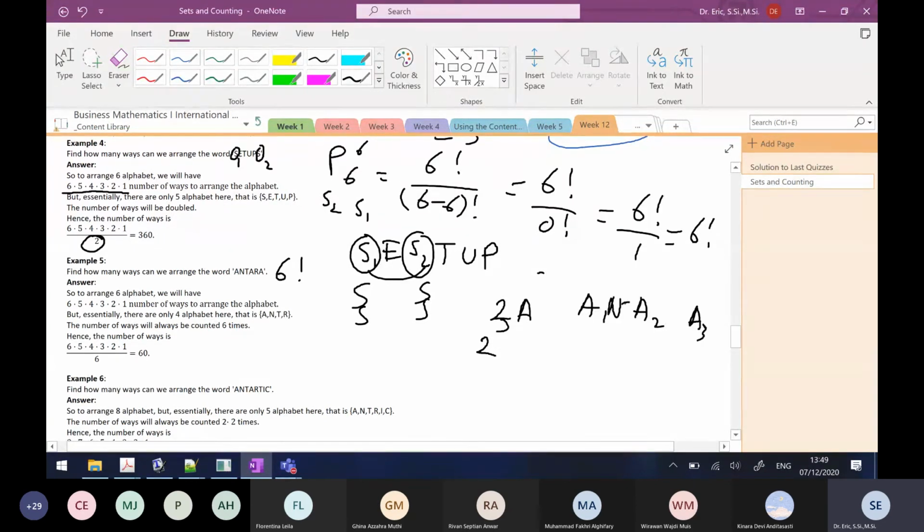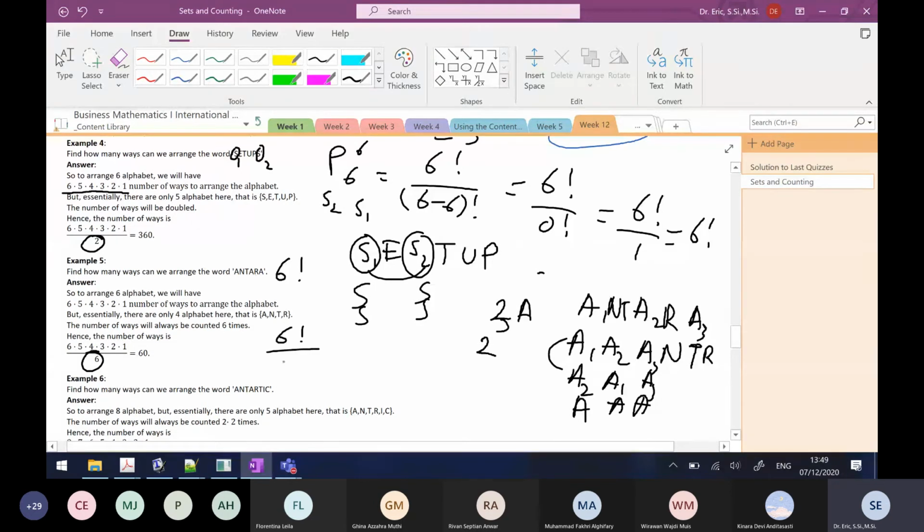So you can have A and T R here, or I can have A and T R here, with A1, A2, and A3 in different places. If you are talking about 6 factorial, you count A1 A2 A3 and A2 A1 A3 as different. But A1, A2, A3 is just A. So you are counting this 6 times, so you have to divide by 6.